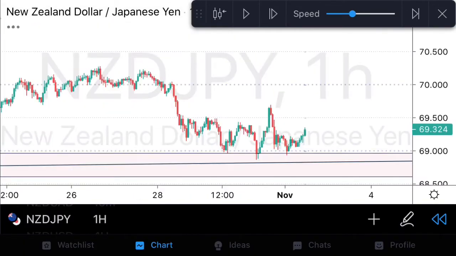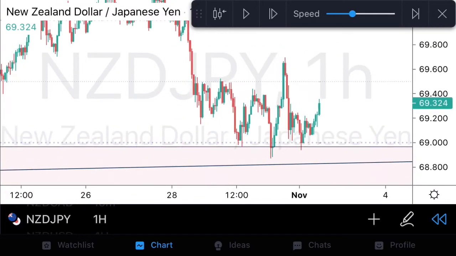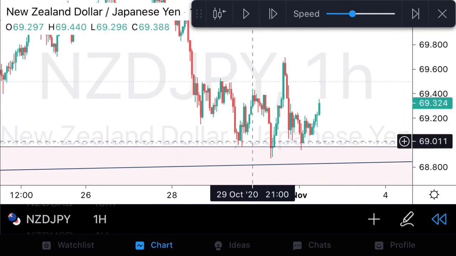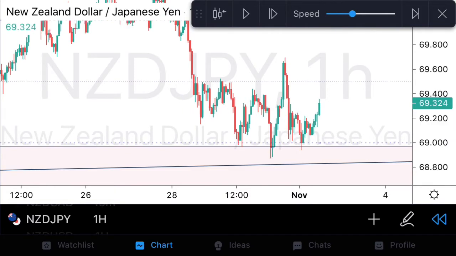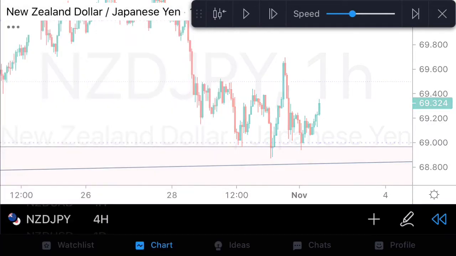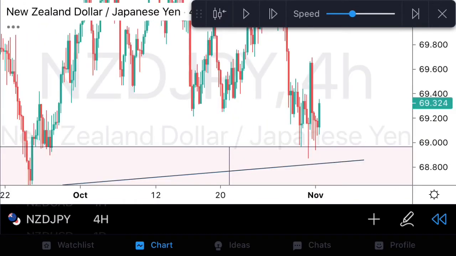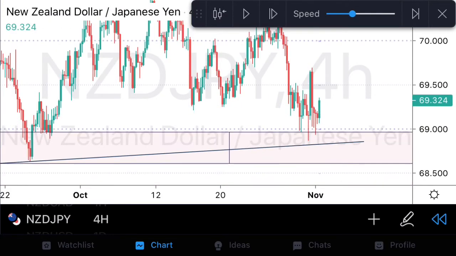Now we could go down onto the H1 and then start to maybe observe a mini inverse head and shoulders or whatever the case is. But just for the sake of this video and not to stretch it too long, guys, I'm going to just stay on the H4.